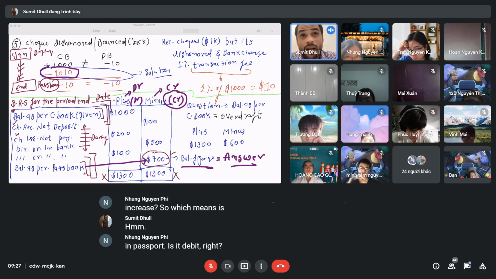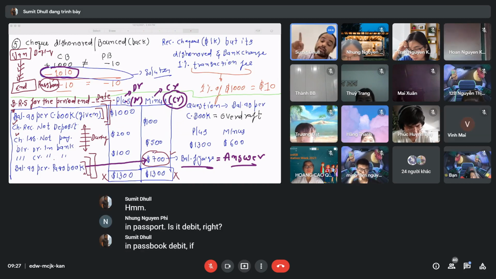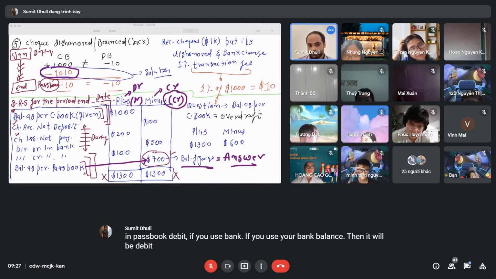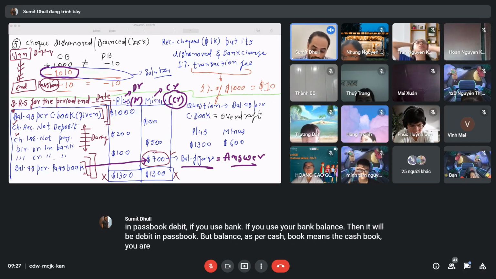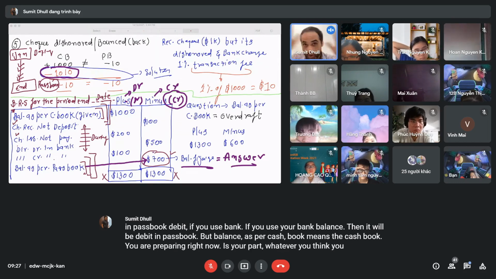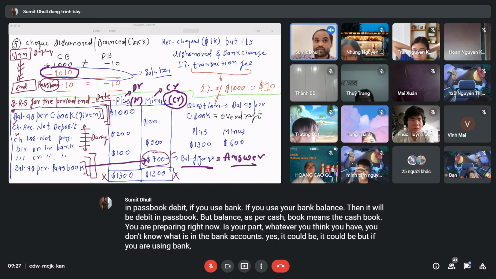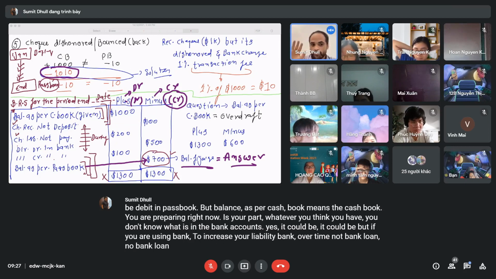In the passbook, if you use your bank balance, then it will be a debit in the passbook. But balance as per cash book means the cash book you are preparing right now, which is whatever you think you have. You don't know what is in the bank account. Yes, it could be, but if you are using the bank to increase your liability, that is a bank overdraft, not a bank loan. A bank loan is different from a bank overdraft.